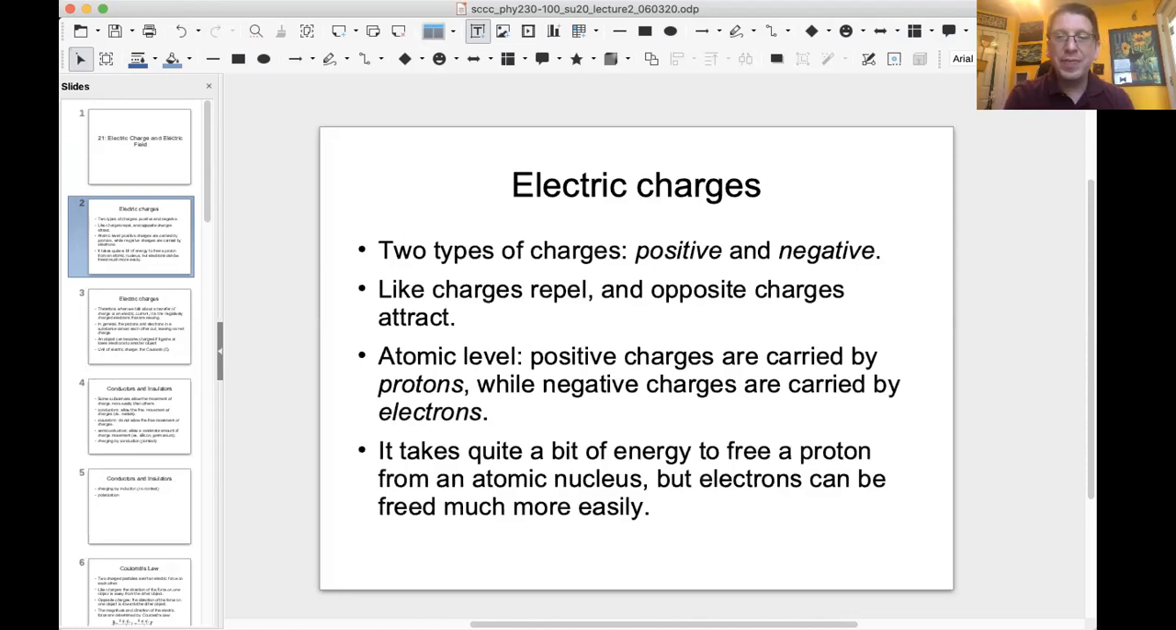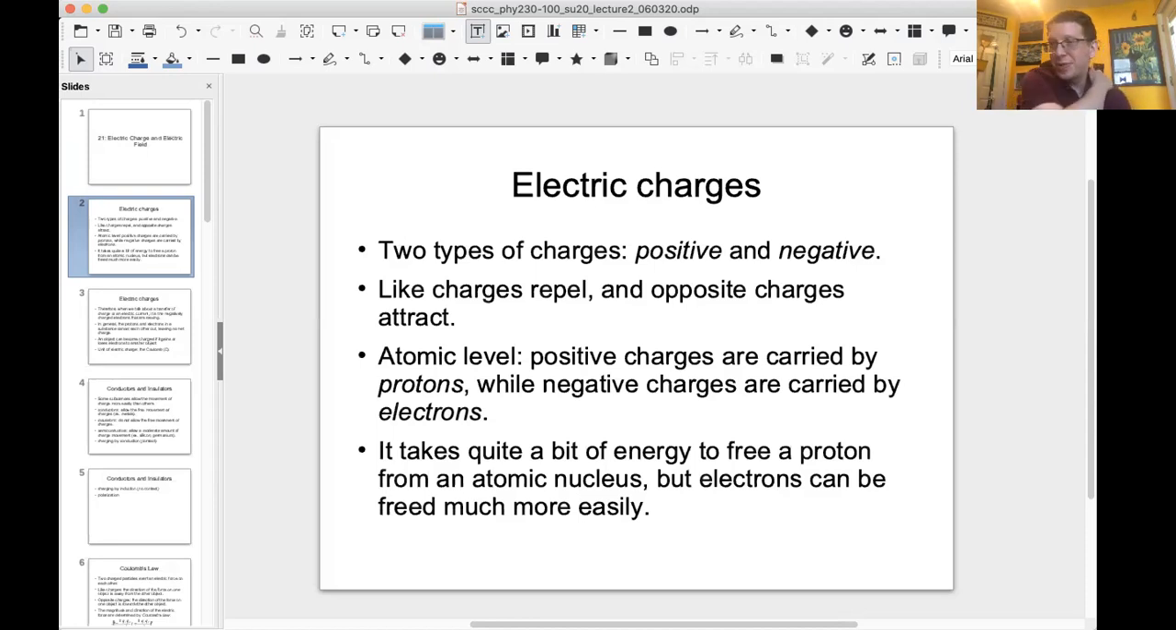So again, at the atomic level, positive charges are carried by protons, while negative charges are carried by electrons. The electrons do most of the moving. It takes quite a bit of energy to free a proton from an atomic nucleus and to get positive charges to move, whereas electrons can move fairly easily. You can move electrons simply by combing your hair, for example. So it's not a difficult process to move electrons. But to move protons, it's much harder.